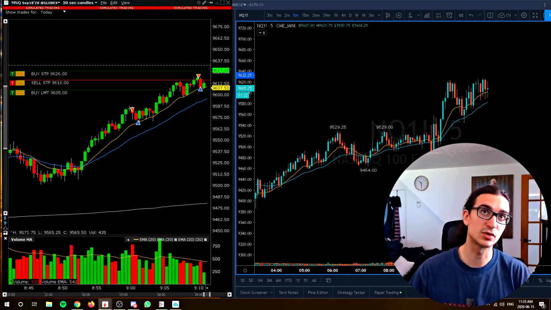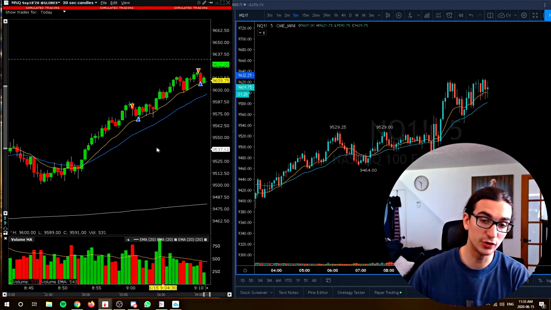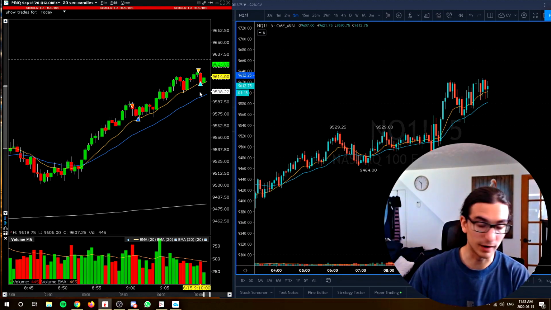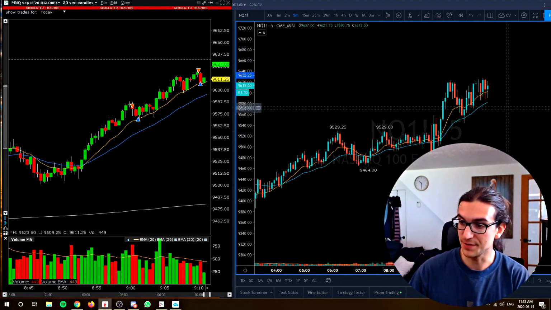So this is sort of a scalping strategy here. I'll show you the trades that I took and where I took them. These lines here are going to be showing where I took them. On the left here, you're looking at a 30-second chart on the NASDAQ. On the right side here, you're looking at the 5-minute chart.